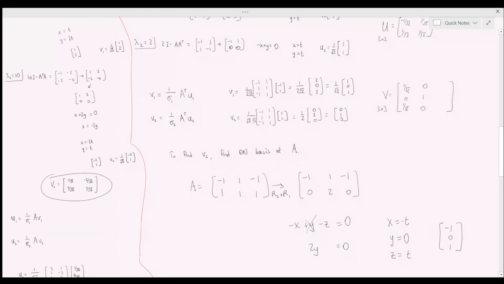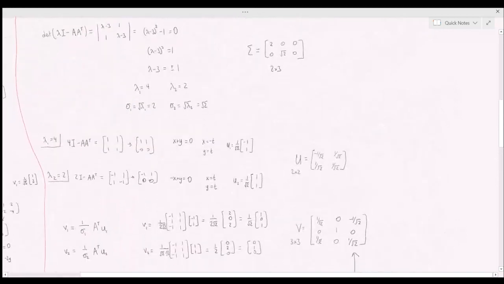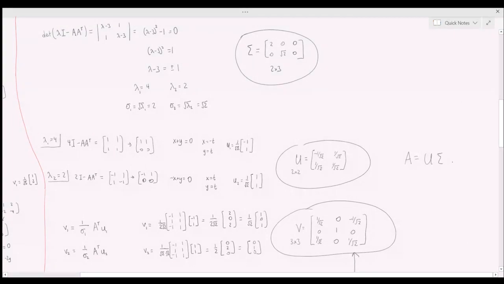So since it's just one vector, I don't need to worry about making it orthogonal to other vectors, but I do need to normalize it to make it orthonormal. So if I divide this vector by its length, that will give me the third vector v3 that I need. Okay. So then that gets me the matrix V, and then with these three matrices here, we'd have the full SVD of A as U, sigma, and then V transpose. Okay.